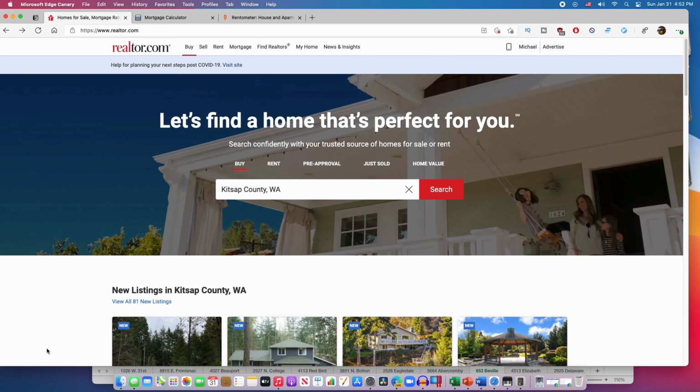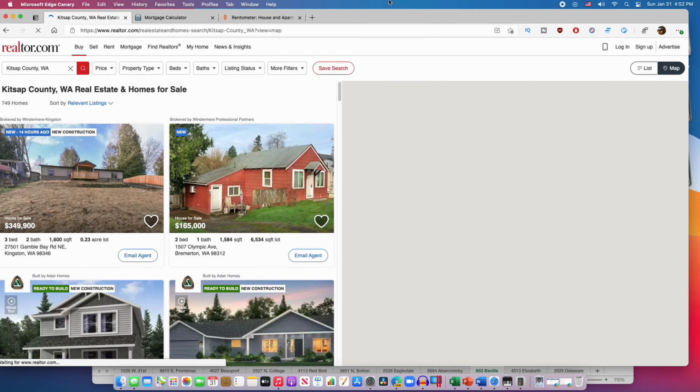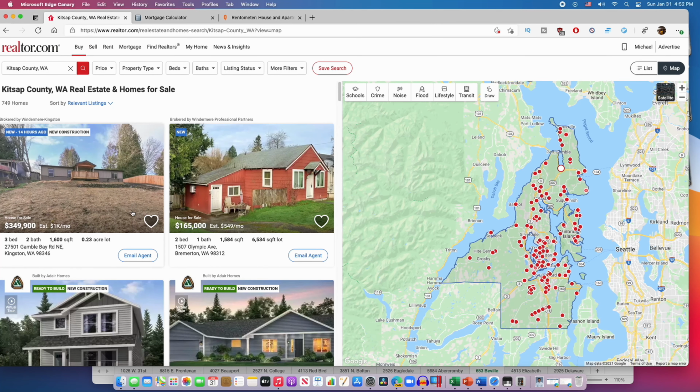In this episode, we are going to be taking a look at how to run the numbers on a duplex. So what I'm going to do is figure out where I'm comfortable moving into this duplex. In this example, we were going to do like a live-in flip, and I know I want to live in Kitsap County, Washington. This can be any county, so long as there's duplexes available. If not, then maybe you have to build your own.